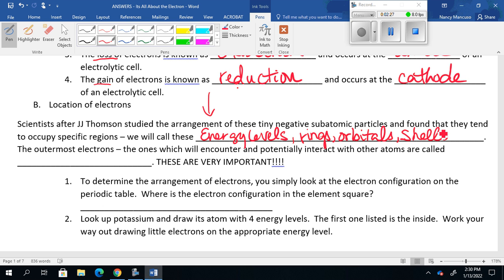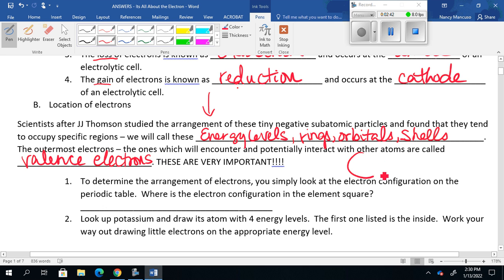The outermost electrons, so the ones which encounter and potentially interact with other atoms, are called valence electrons. So if this is my atom, the ones that are furthest to the outside, those are the valence. Those are going to be the ones that can come in contact with other atoms. They're going to be super important today.